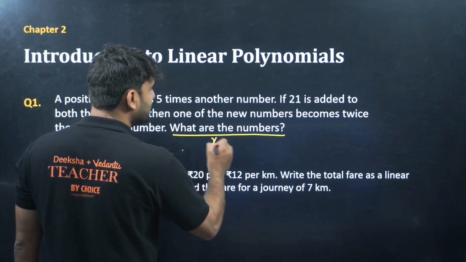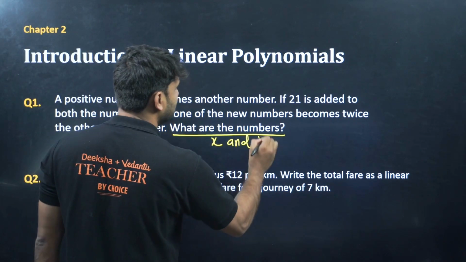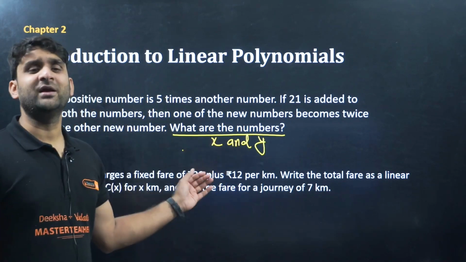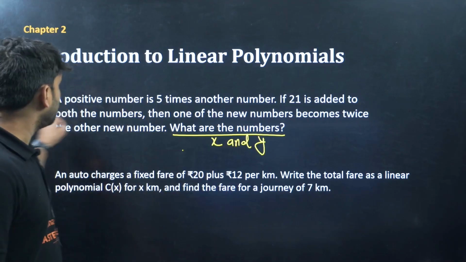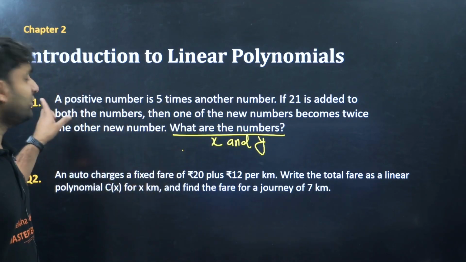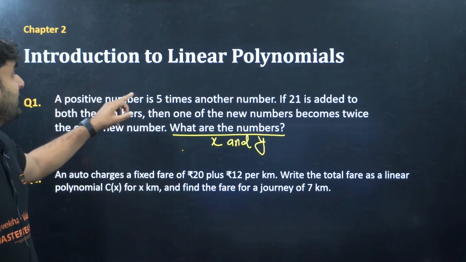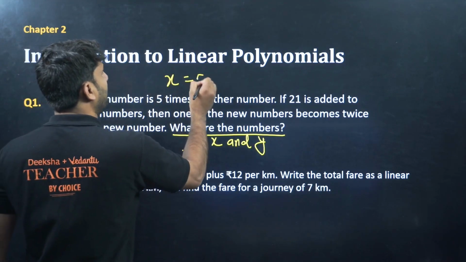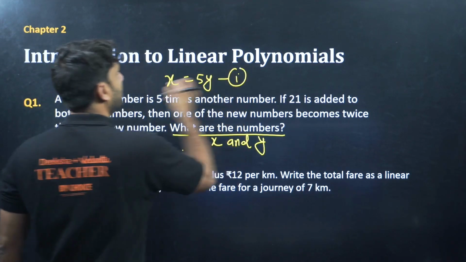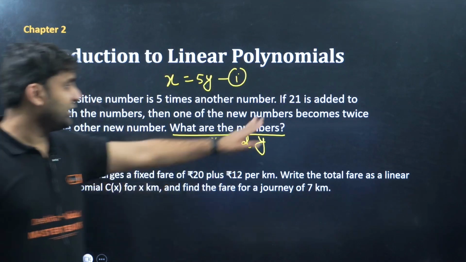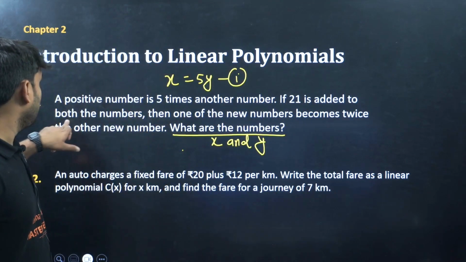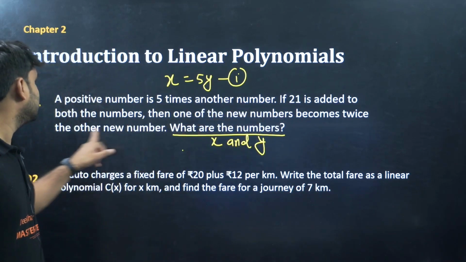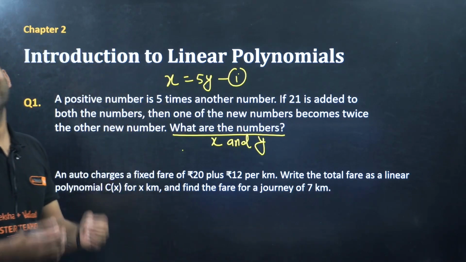I don't know what these numbers are, so let's suppose x and y are these numbers. Since you have supposed x and y are the required numbers, now you can write the equations by reading the question from the beginning. A positive number is 5 times another number. So let's imagine x is equal to 5 times another number, so x will be 5y. Now read the question. If 21 is added to both the numbers, then one of the new numbers becomes twice the other number. Very easy question.